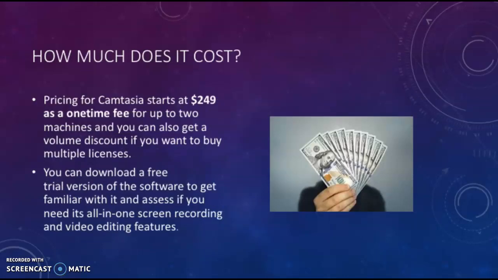How much does it cost? Pricing for Camtasia starts at $249 as a one-time fee for up to 2 machines, and you can also get a volume discount if you want to buy multiple licenses. You can download a free trial version of the software to get familiar with it and assess if you need its all-in-one screen recording and video editing features.